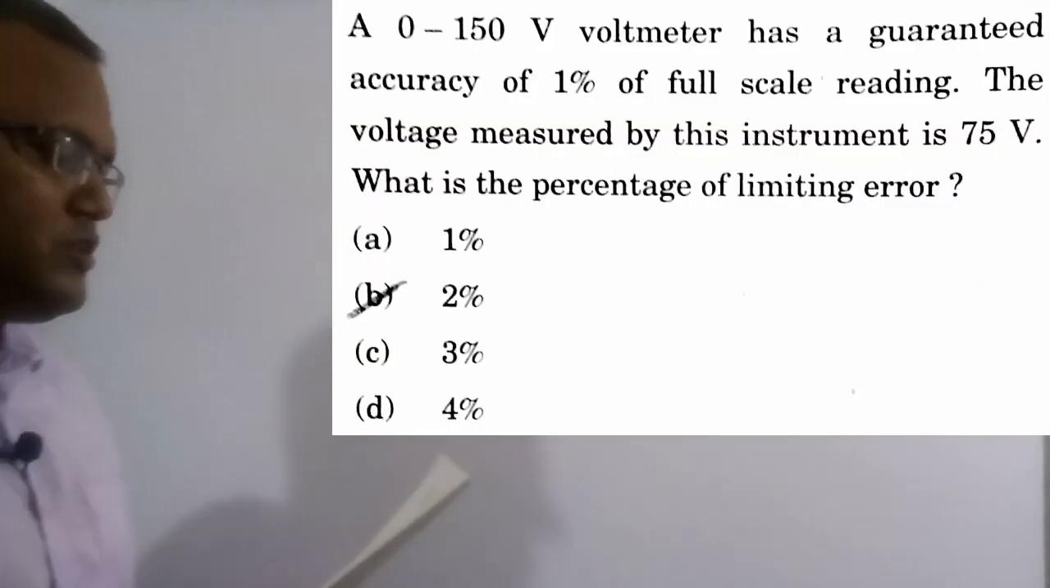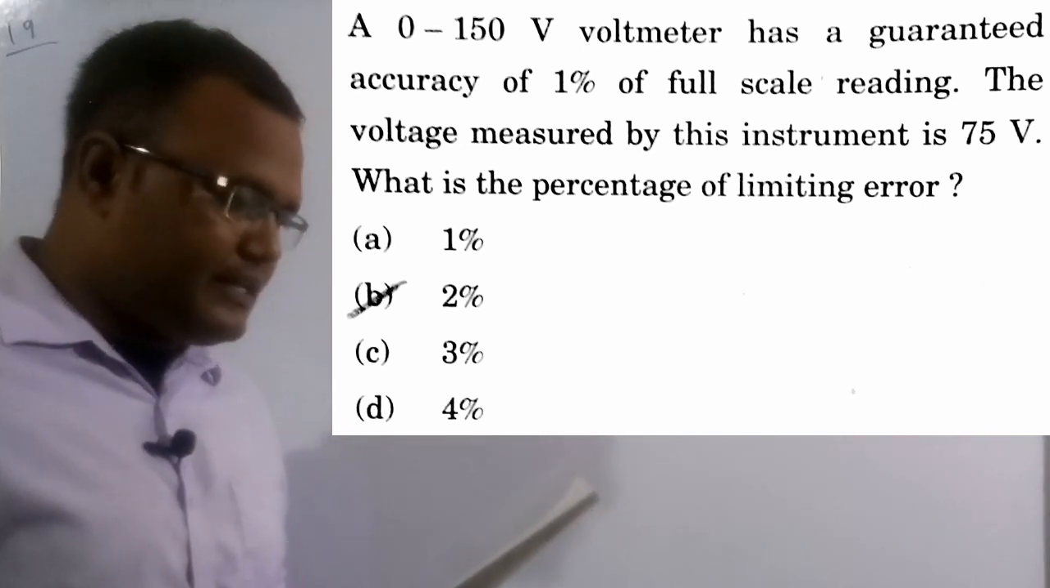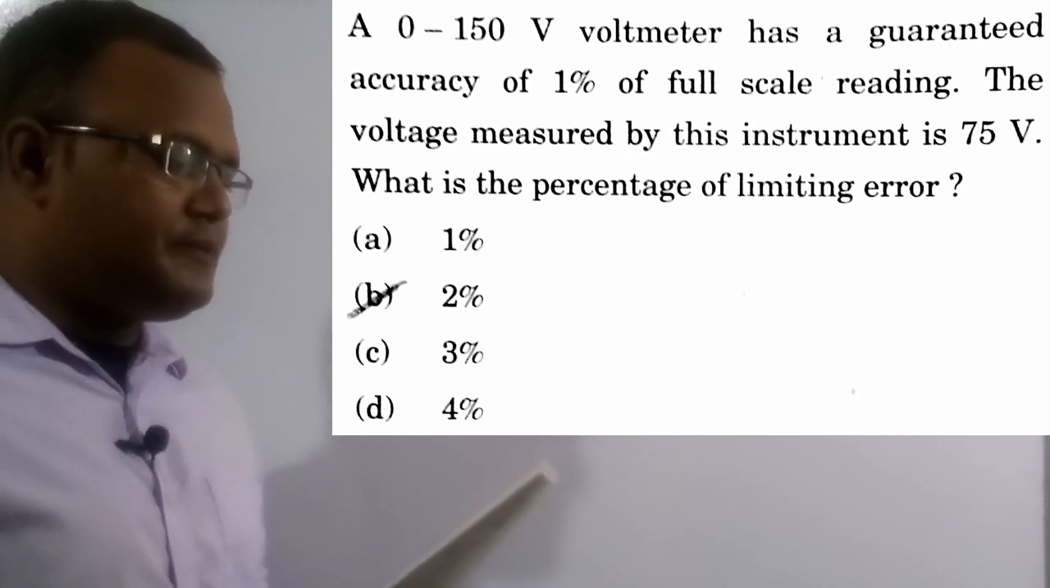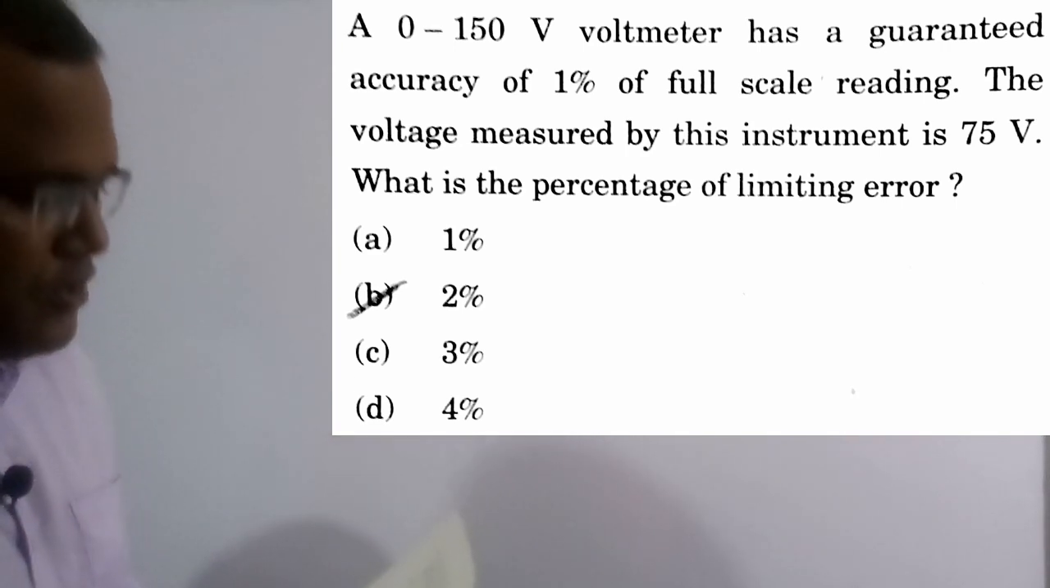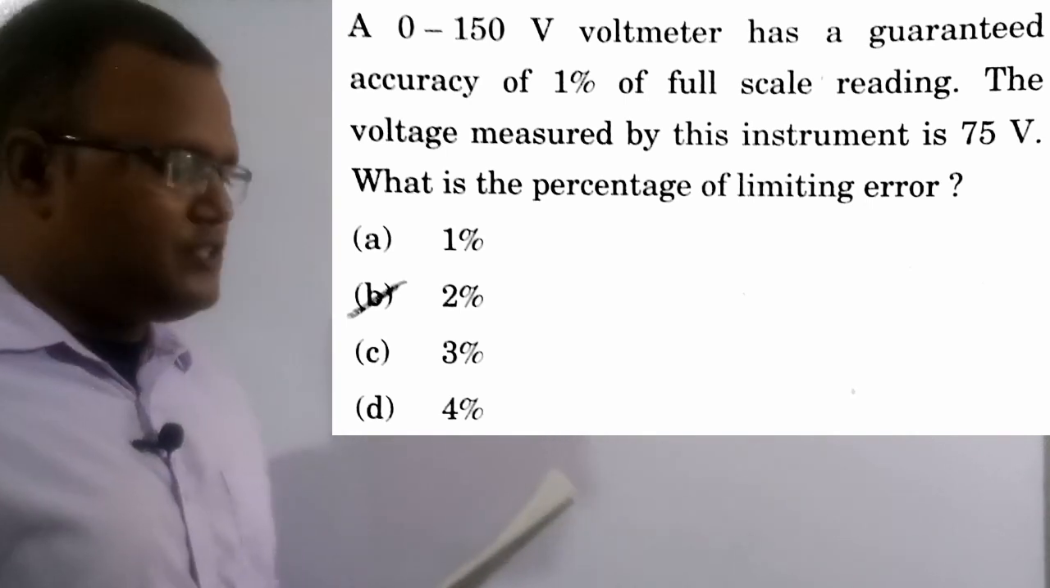A 0 to 150 volt voltmeter has a guaranteed accuracy error of 1% of the full scale reading. The voltage measured by this instrument is 75 volt. Then what is the percentage of the limiting error? Option B, 2%, is the correct solution of this question. So let's solve this numerical.